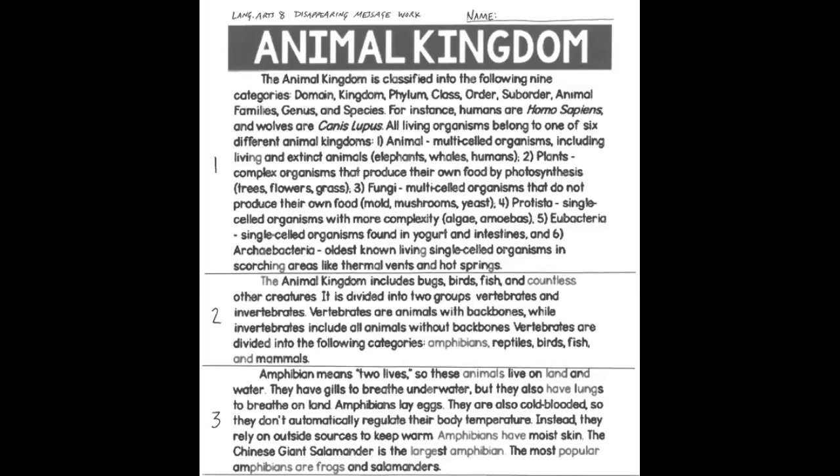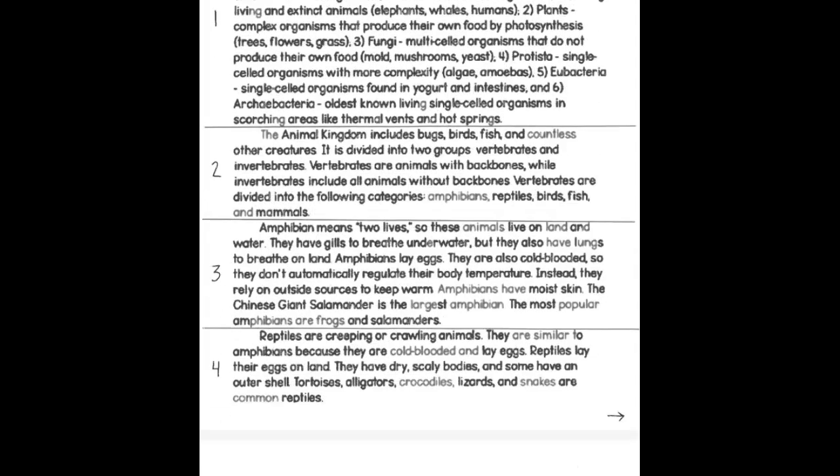3. Amphibian means 2 lives. So these animals live on land and water. They have gills to breathe underwater, but they also have lungs to breathe on land. Amphibians lay eggs. They are also cold-blooded, so they don't automatically regulate their body temperature. Instead, they rely on outside sources to keep warm.